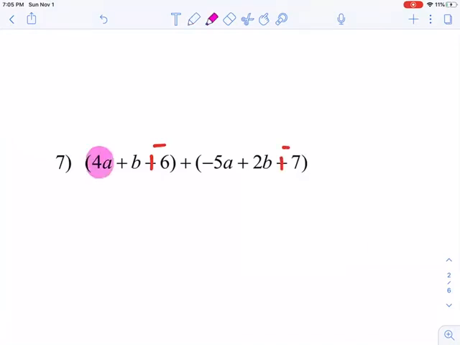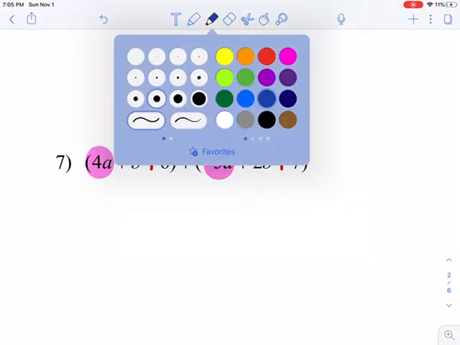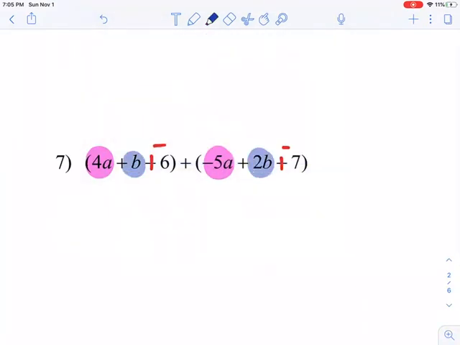We have a 4a and a negative 5a. We have a b and a 2b. And then we have a negative 6 and a negative 7. So we have 3 sets of like terms.